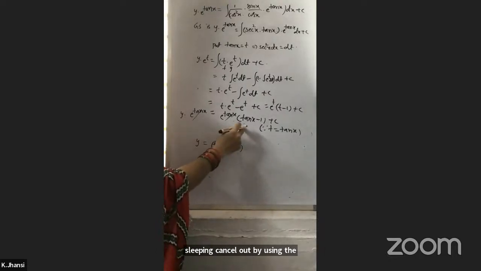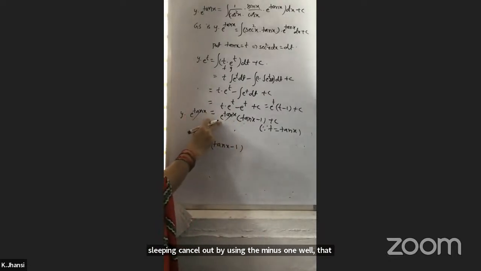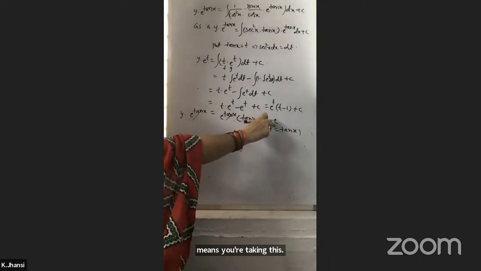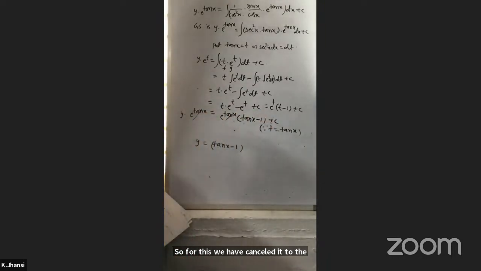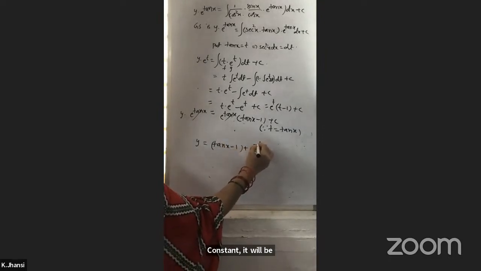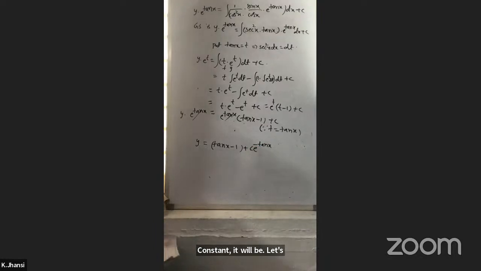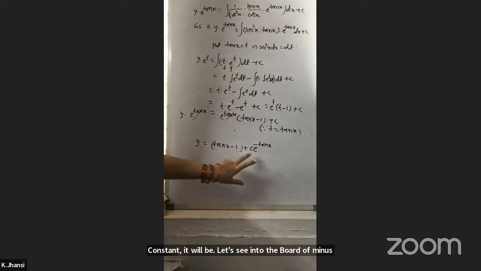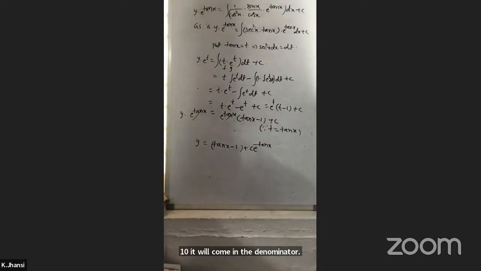That means you are taking this side. So for this, we have cancelled out e to the power of tan x. But for the constant term, it will be there, no? That is plus c into e to the power of minus tan x. It will come in the denominator. If we take it to the numerator, it will be c into e to the power of minus tan x. Okay. Or else you can write tan x minus 1 plus c also. Constant into any term, if you multiply, it will be that constant term only. Okay. So this is the general solution of the given linear differential equation.